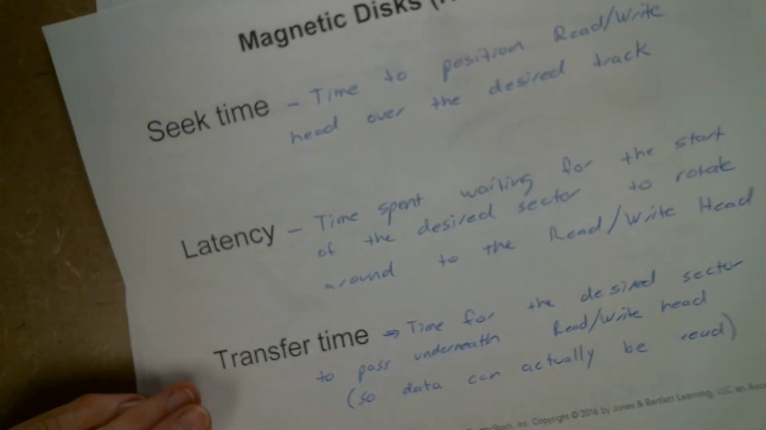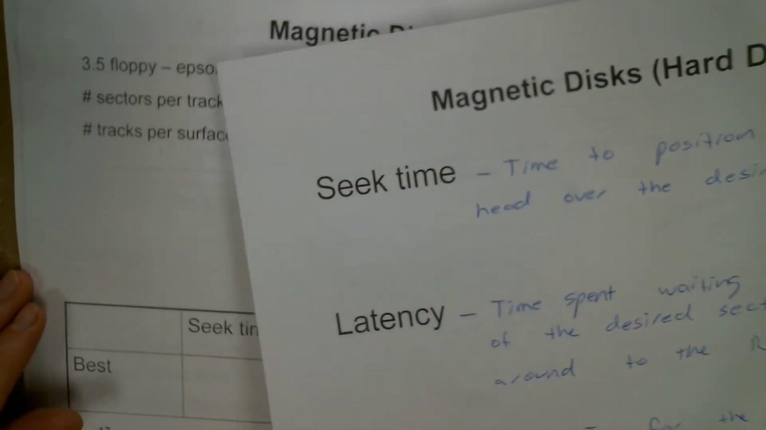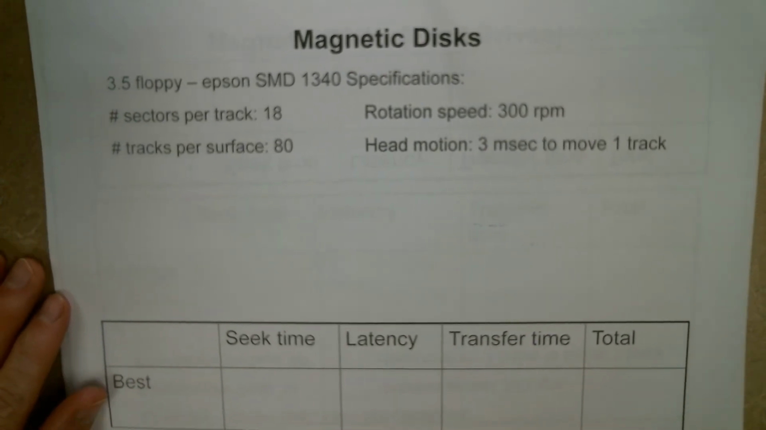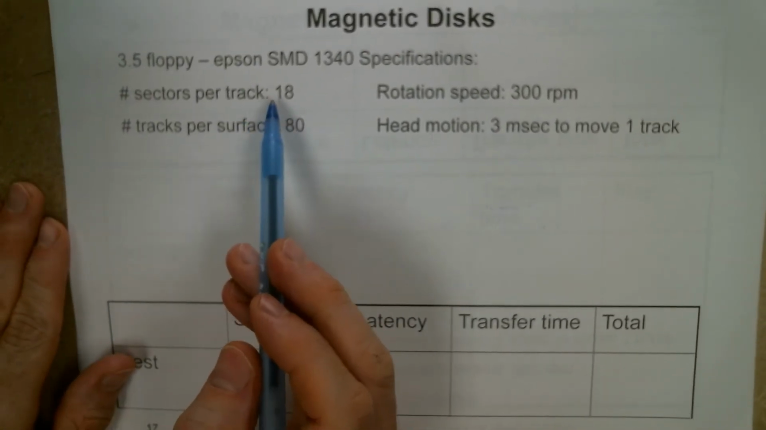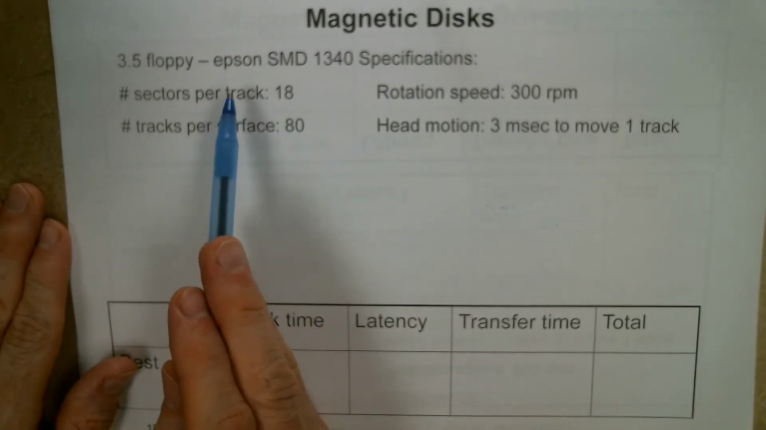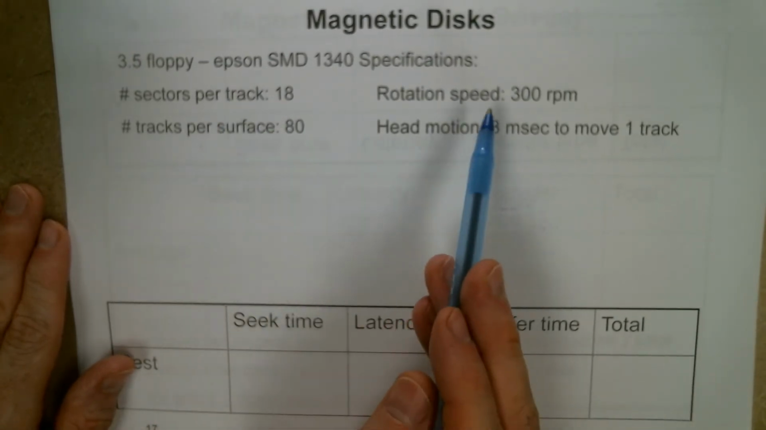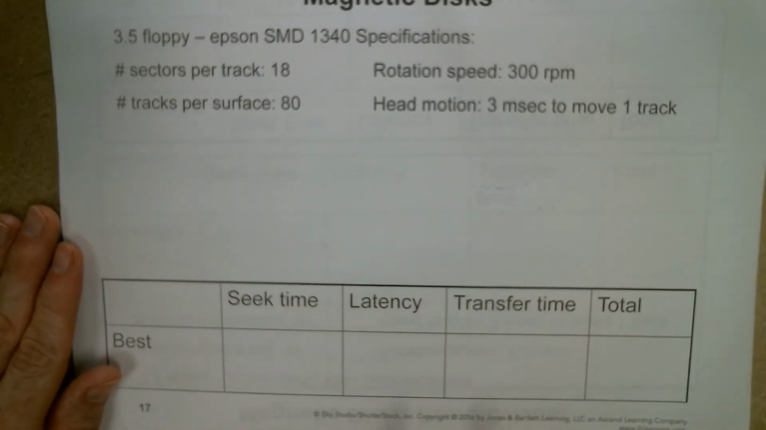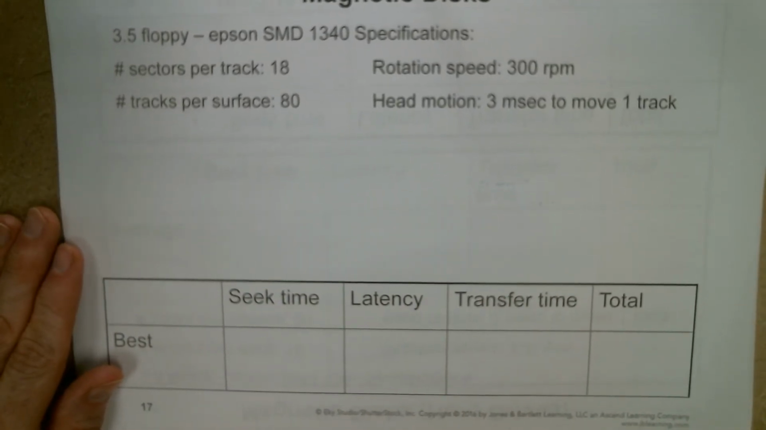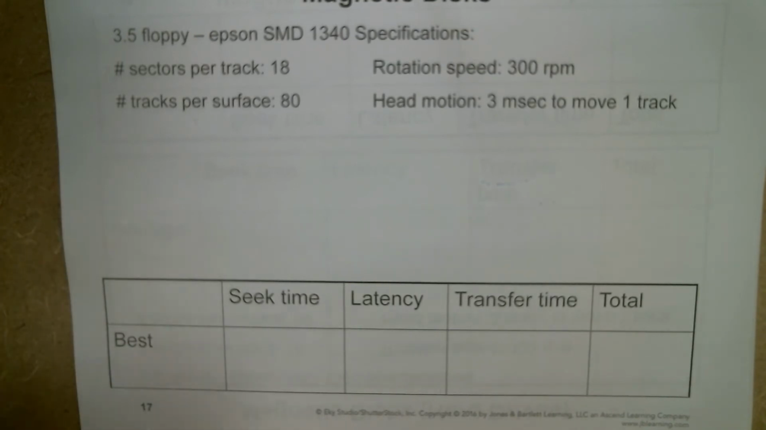Right? So what we're going to do, and this is one of the skills that you're going to need in this unit, is now walk through one of these problems and how you can use this information, the sectors per track, the tracks per surface, the rotation speed, the head motion, to figure out how long different things are going to take for the hard drive, for the disk, for whatever system you're using.